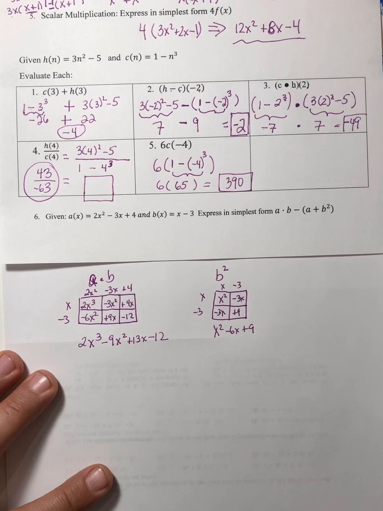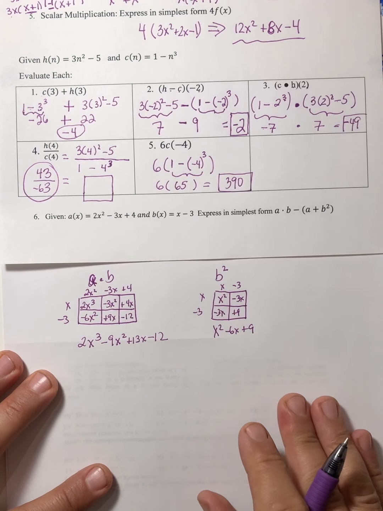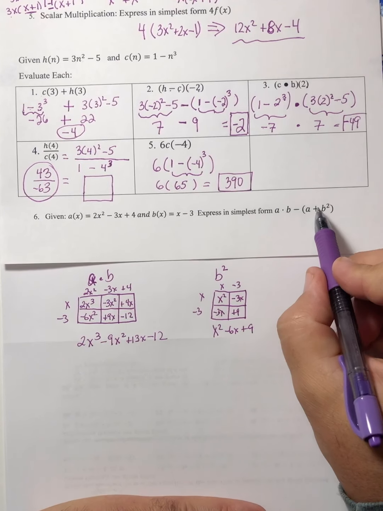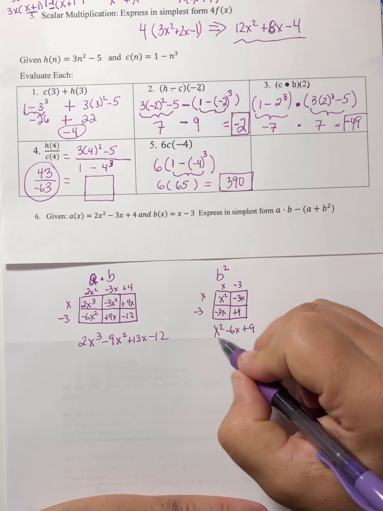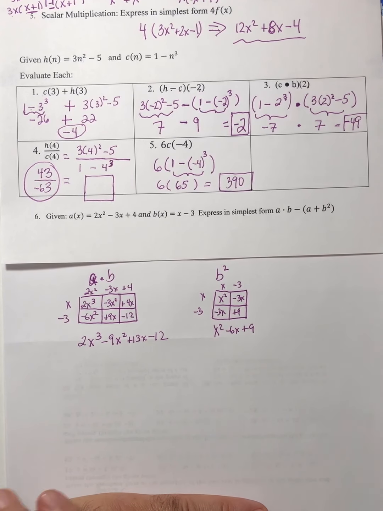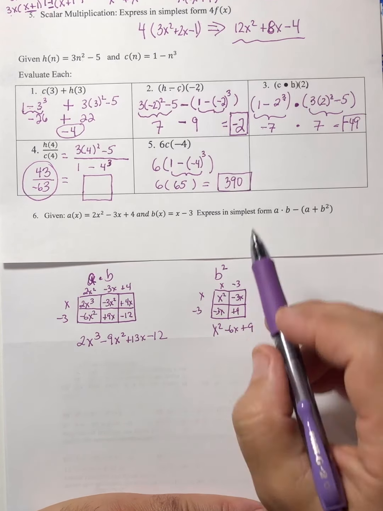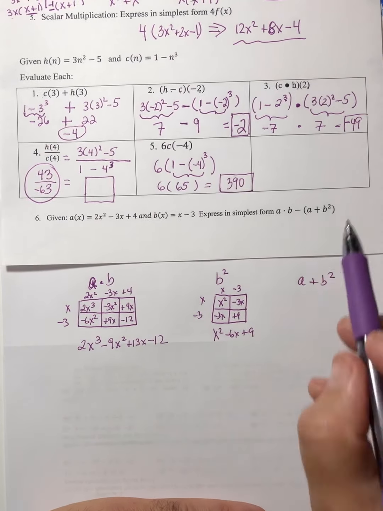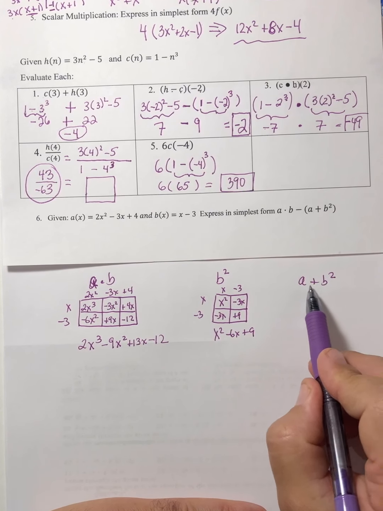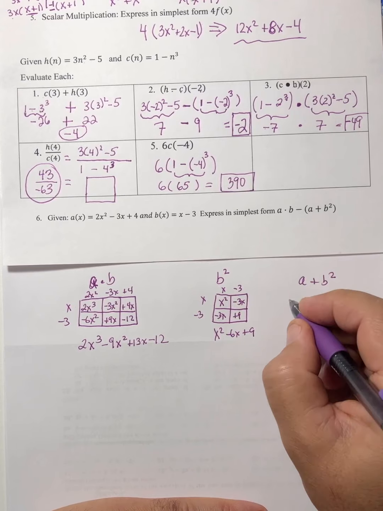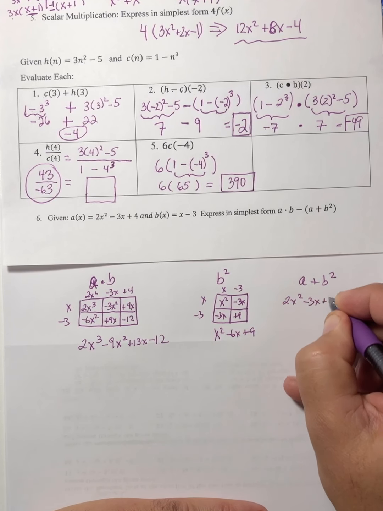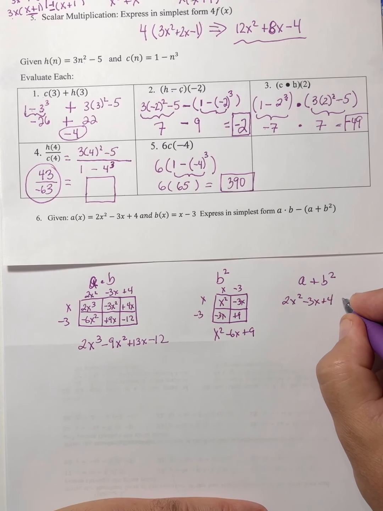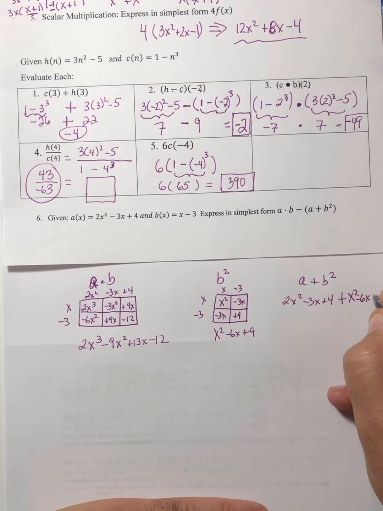All right. Now, folks, this is really just an exercise in organizing. That's all it is. So what do we have here now? Now I have to do a plus this piece right here. Here's my a right here. So now I'm going to do my a plus b squared. There's my a plus b squared. Here's my a: 2x squared minus 3x plus 4. Here's the b squared: plus x squared minus 6x plus 9.